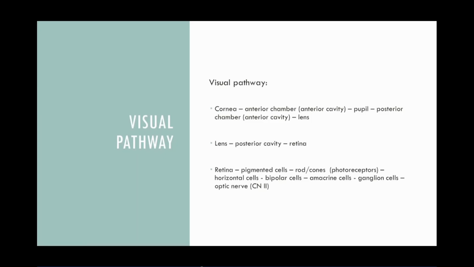So the light comes through the cornea, anterior chamber, anterior cavity, through the pupil, through the posterior chamber, and then finally we get to the lens. So we haven't gotten to the lens yet. Now we're at the lens. So the lens, the light will go through the posterior cavity, and then finally will hit your retina. Once we are at the retina, we're going to activate those pigmented cells. Going to trigger those rods and cones, go to the horizontal cells, the bipolar cells, the amacrine, the ganglion cells, and eventually those ganglia all converge into one big nerve called the optic nerve, which goes to the brain.